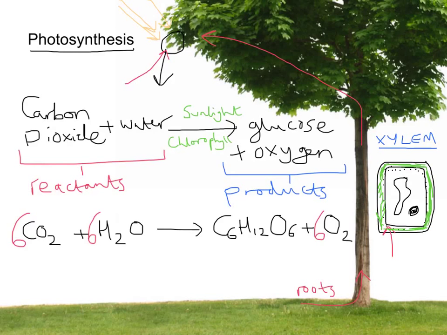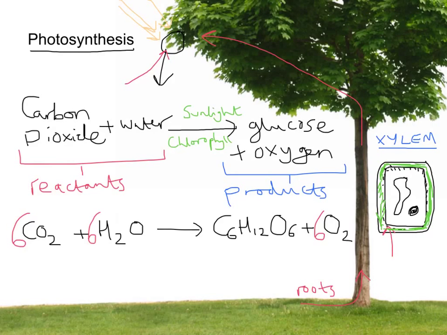So basic equation, carbon dioxide and water using the sunlight and chlorophyll to make glucose and oxygen. Now this is our starting point for the topic. What we're going to do is look at that glucose that the plant has made, because it doesn't all stay as glucose within the plant. It gets converted to starch.